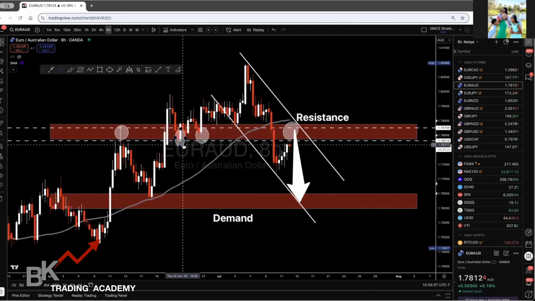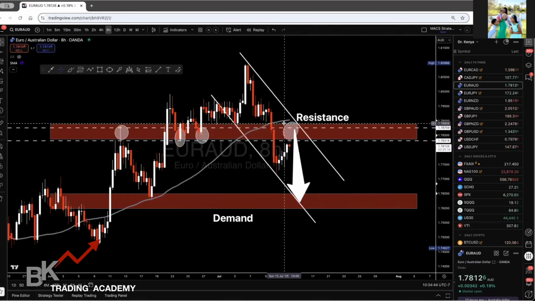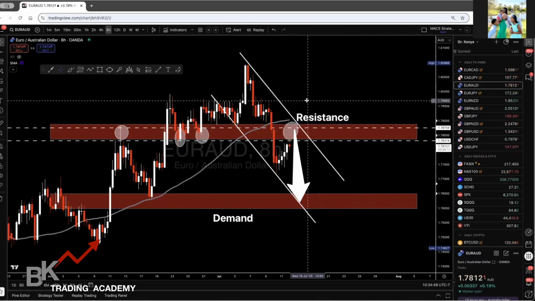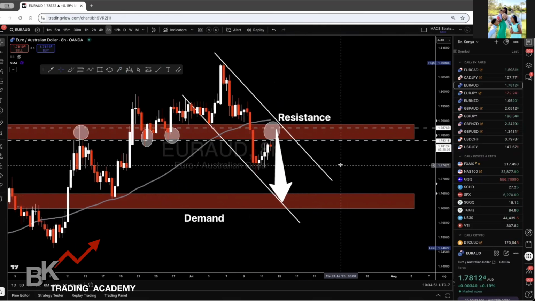I hope that you enjoyed this. Be sure to set your alerts. If I were you, you could short now, but be prepared if price moves higher up within this zone. I would continue to short from 1.7891. Put your stop loss outside of the channel and above the 50-period moving average, and you should be good.